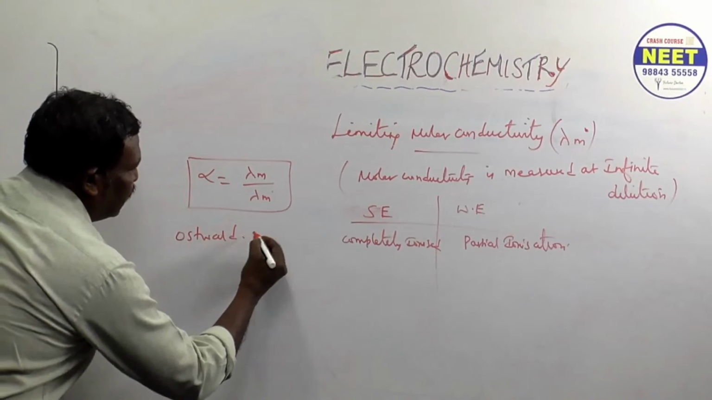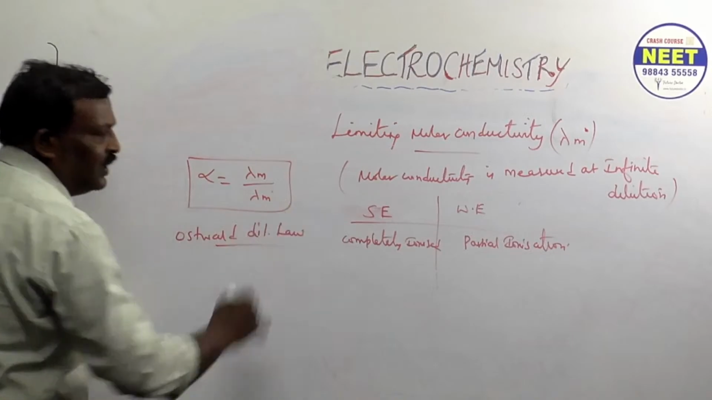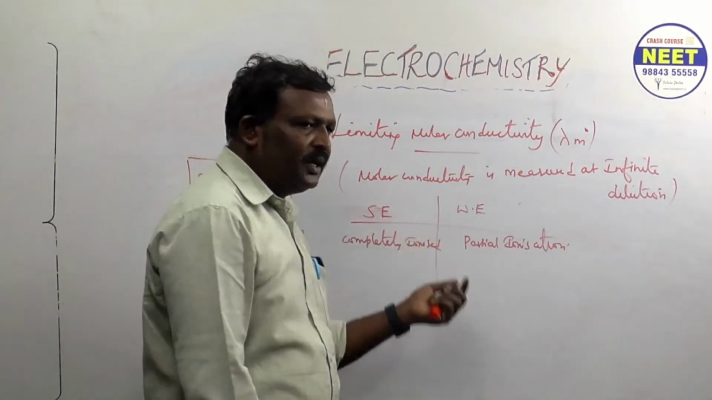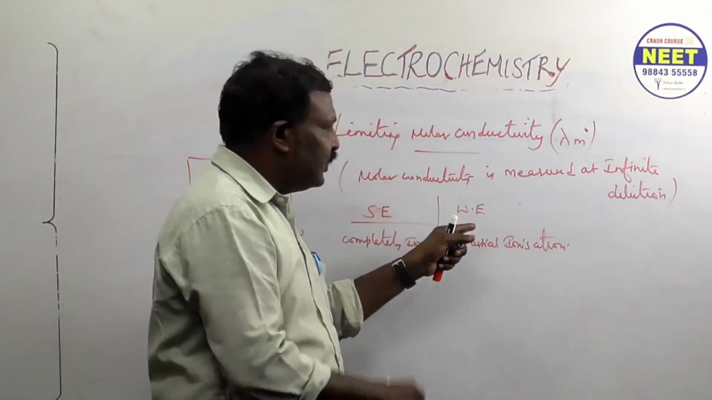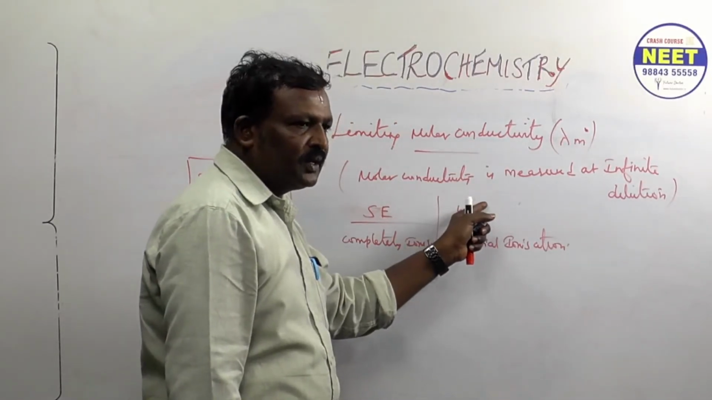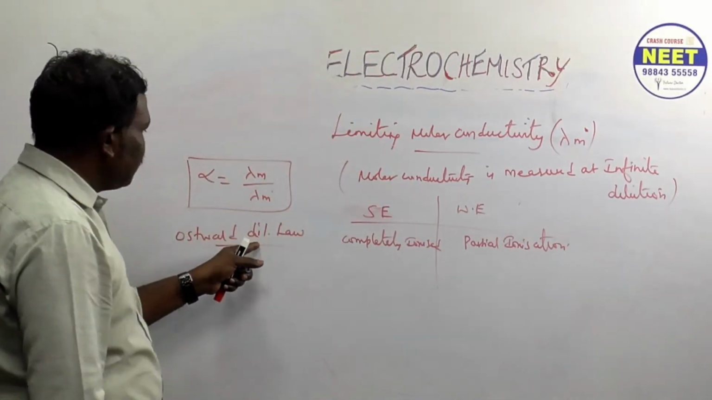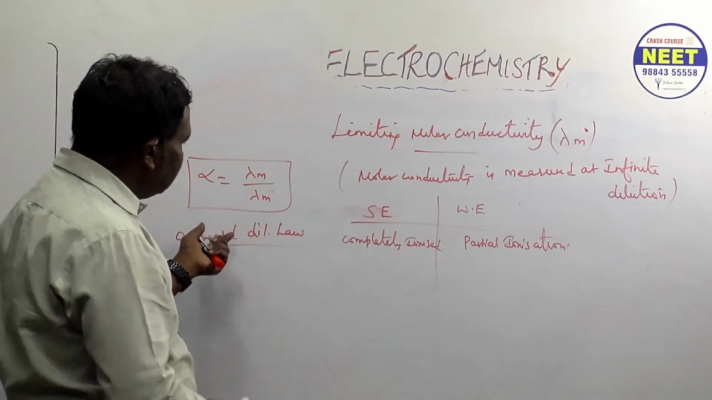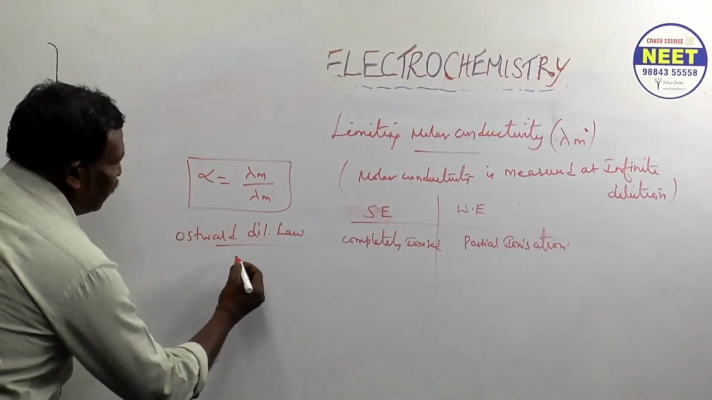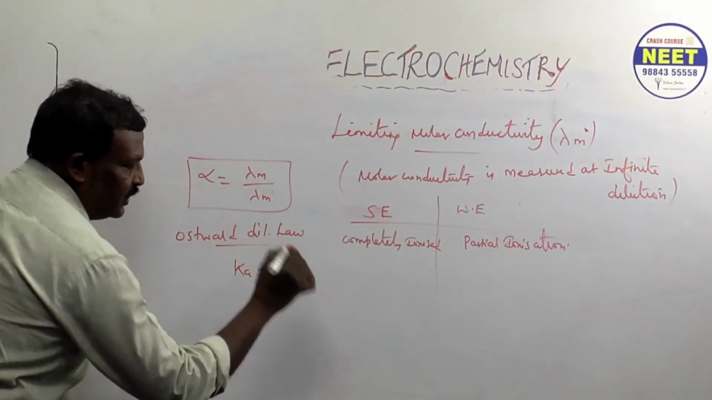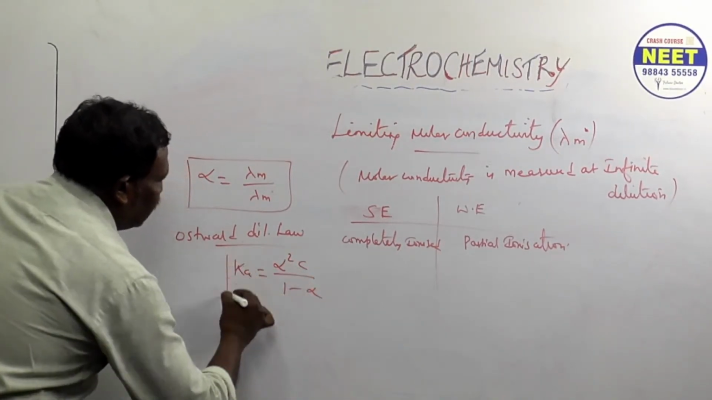You know Ostwald dilution law? Everything is based only on weak electrolyte, because strong electrolyte is completely ionized. Don't worry about that. They are focusing only on weak electrolyte, so they are making so many statements. Ostwald dilution law is also based only on weak electrolyte. What's the formula for that? No derivation here, only formula. K is equal to alpha square C by 1 minus alpha.